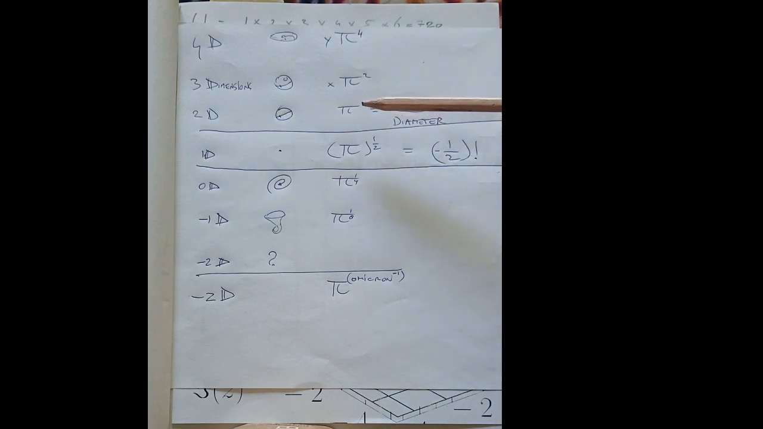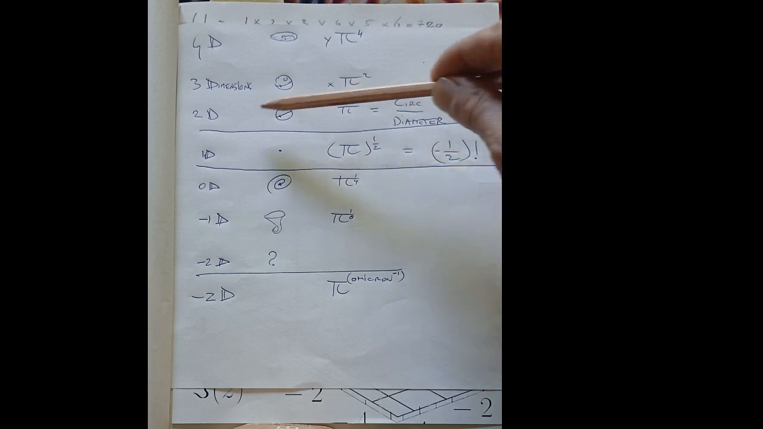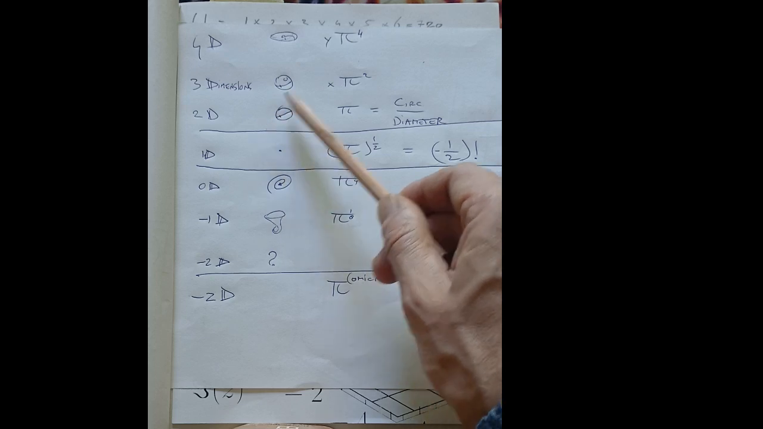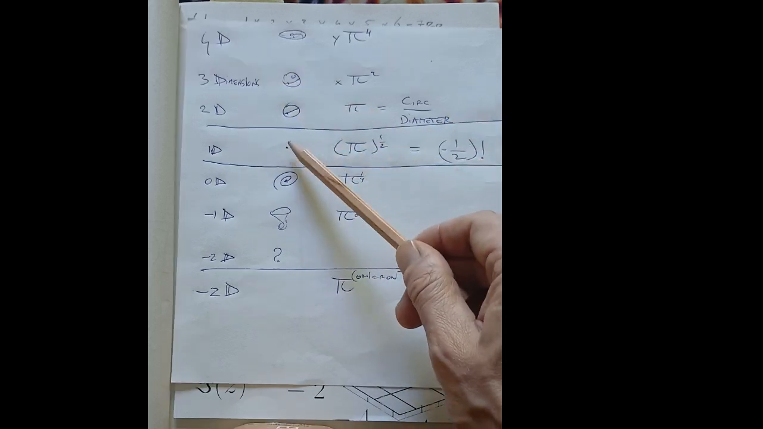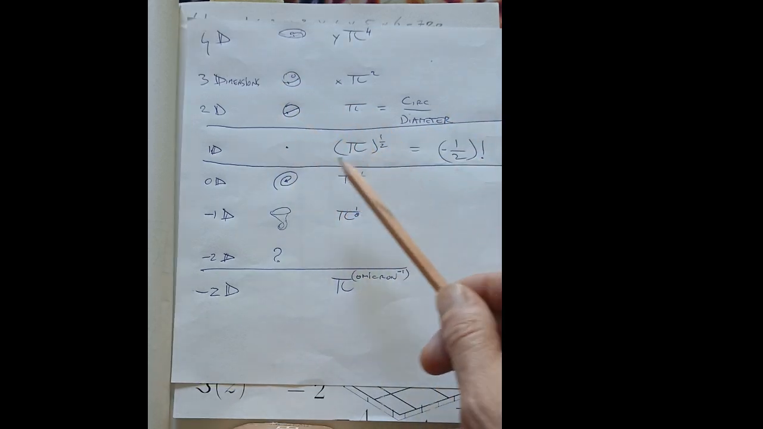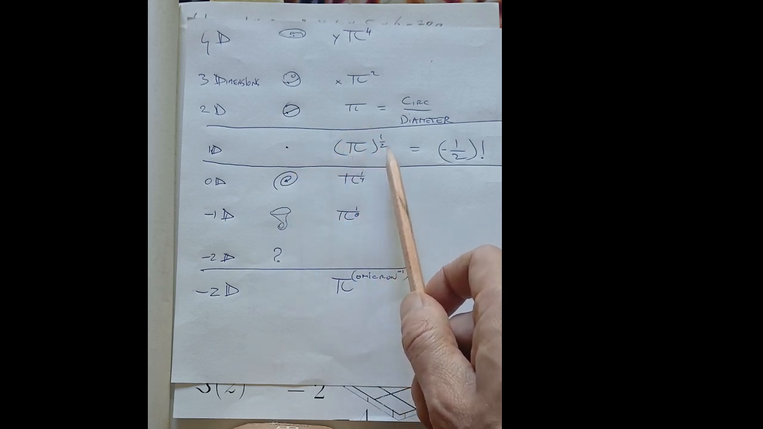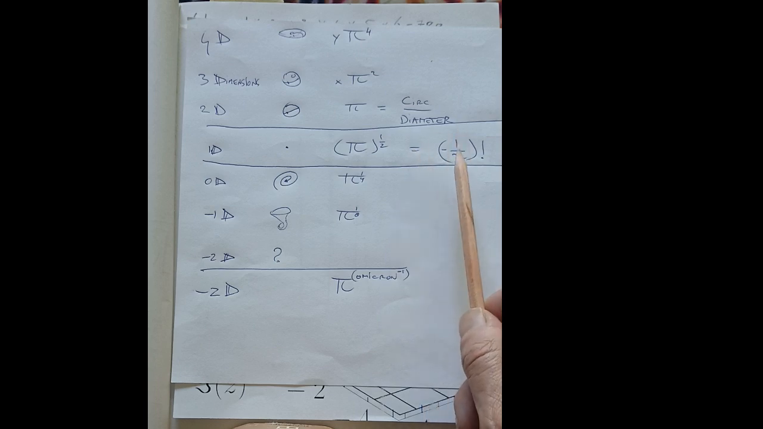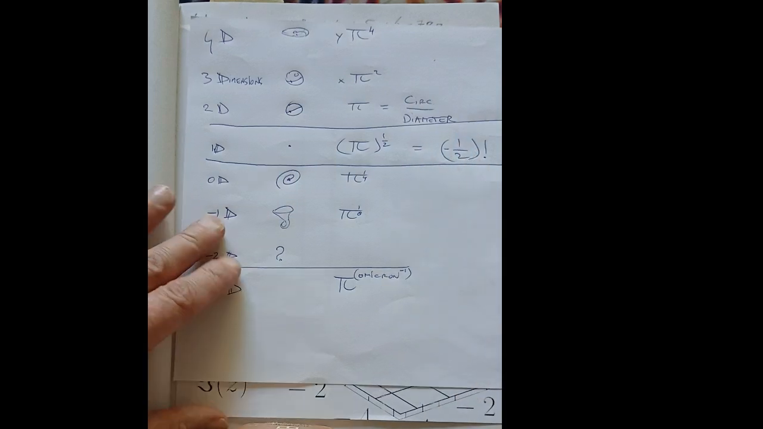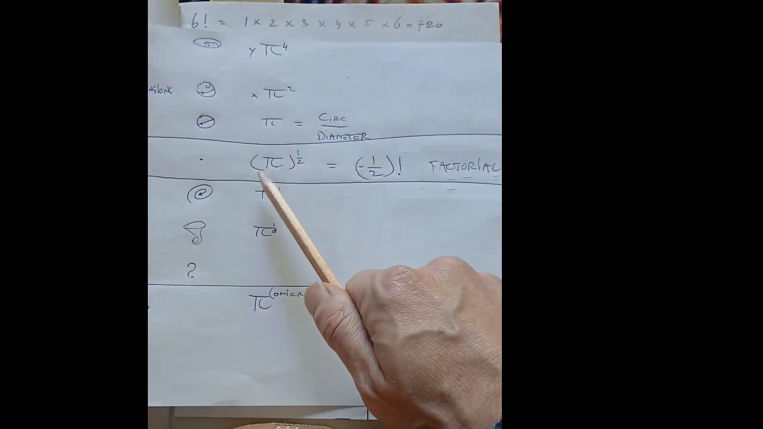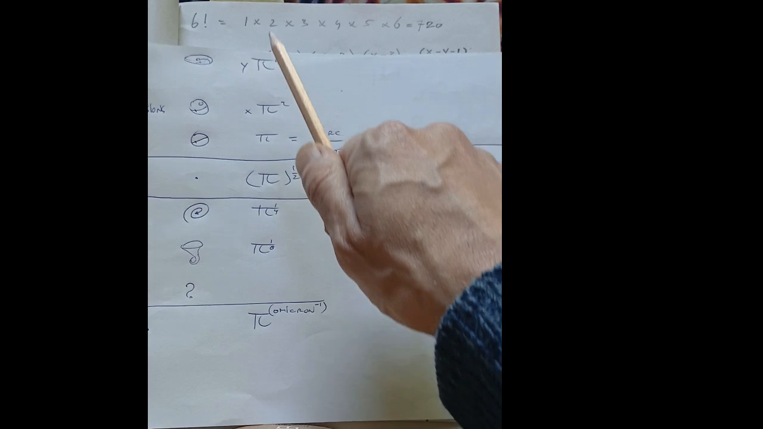Pi, that crazy number, 3.14, on and on, is the simple circle divided by the diameter. Crazy. And then we go to the 1D world. Not even a line, not even a circle, just a point. And on that number line, on that space, root pi is equal to negative one half factorialized. Factorization is related to root pi, and to pi, of course.